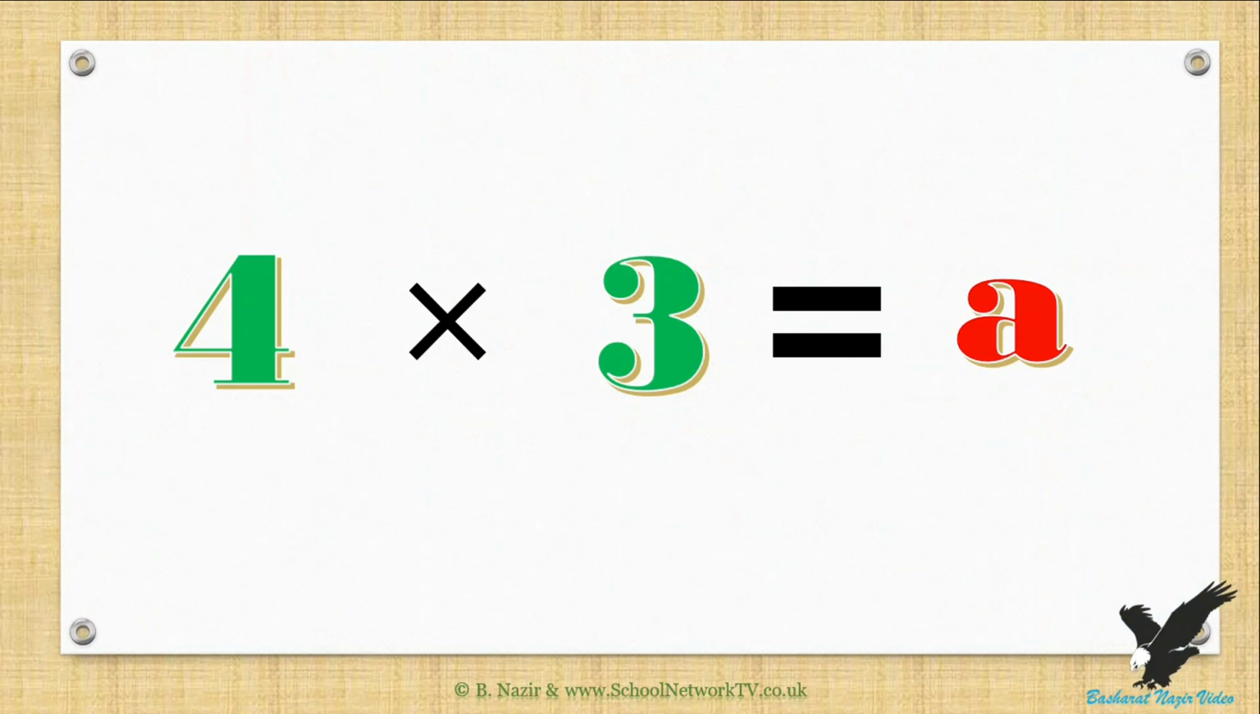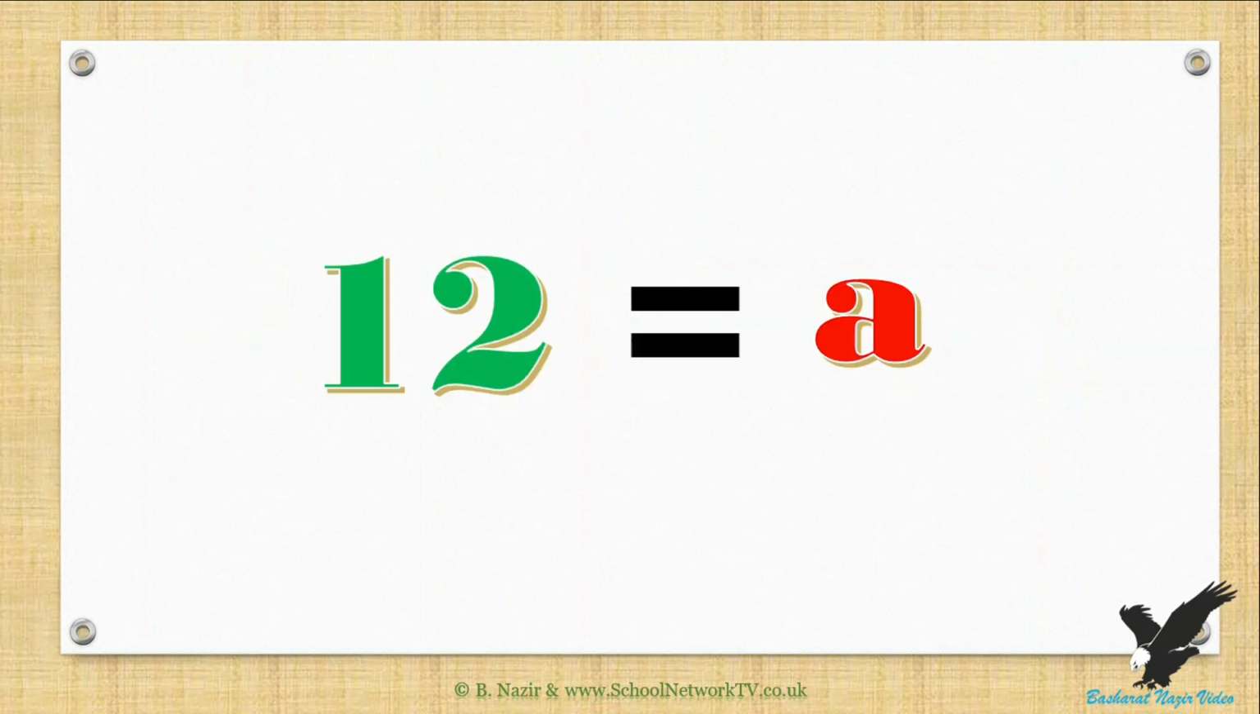On the right there is a letter, telling us that the answer needs to be worked out. This is what we will be doing in this exercise. We will be finding the right side missing letter. In fact, the correct word to use is that we are solving the right side of the equation. Because both sides are equal, you only have to multiply the two numbers on the left, to get the value of the right side missing number. After multiplying 4 and 3, the answer is 12.